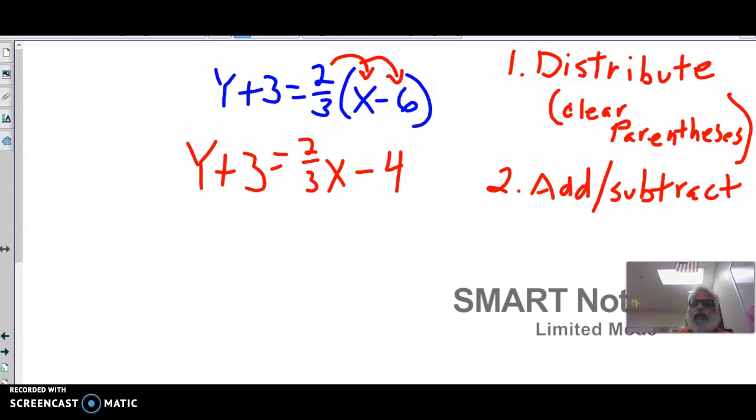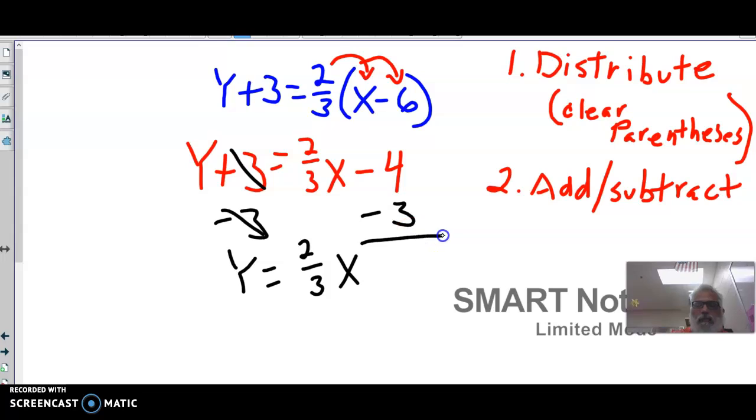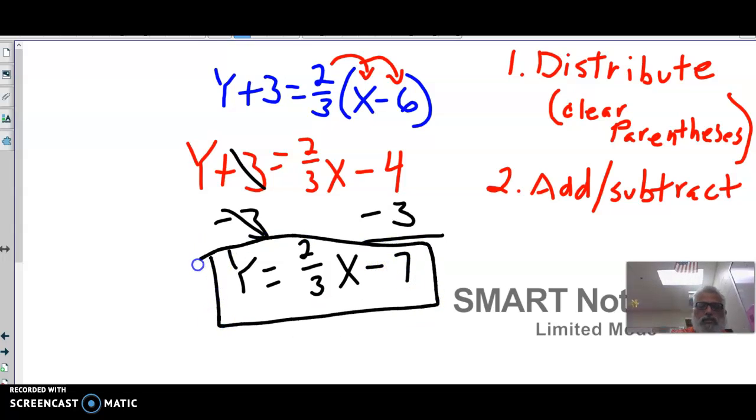Now my next step would be to add and subtract. So when I look at my term, that's a plus 3, so I'm going to be subtracting. My goal is to get rid of that 3. So I bring down my y equals 2/3 x, and then my last step right here, combine my like terms, I get -7. And that's how we convert it to the slope intercept form.